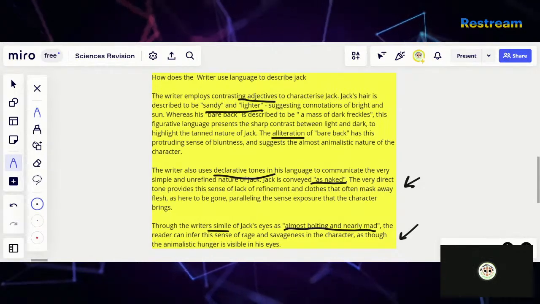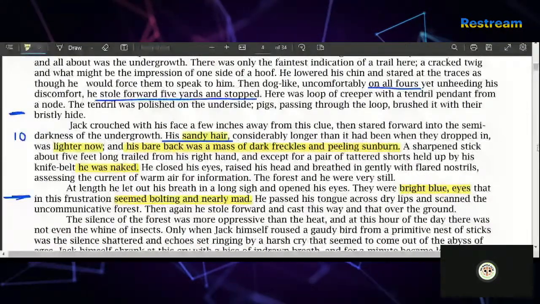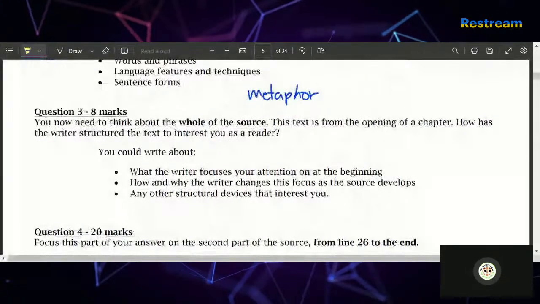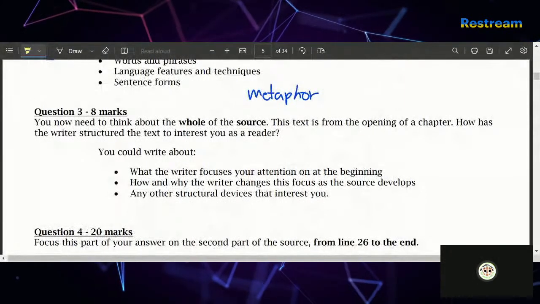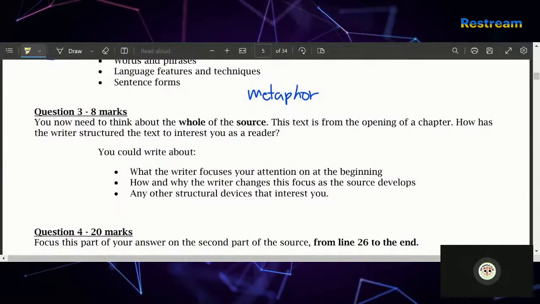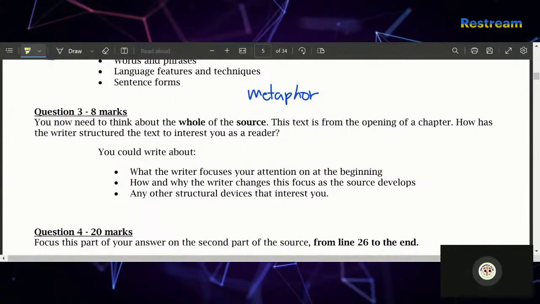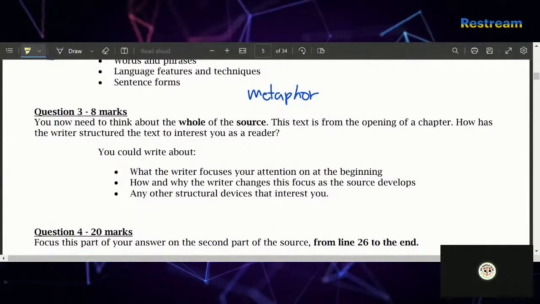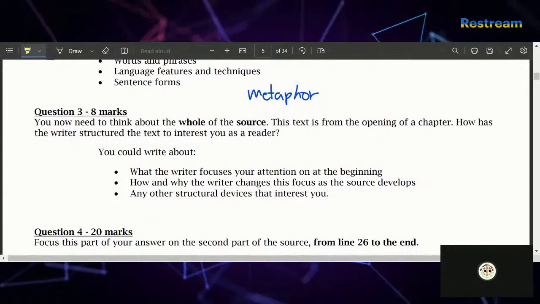Question 3 is always going to look something like this. You now need to think about the whole of the source. The text is from the opening of a chapter, or the text is from wherever. How has the writer structured the text to interest you as a reader? It is going to be the exact same for a question 3 in paper 1.